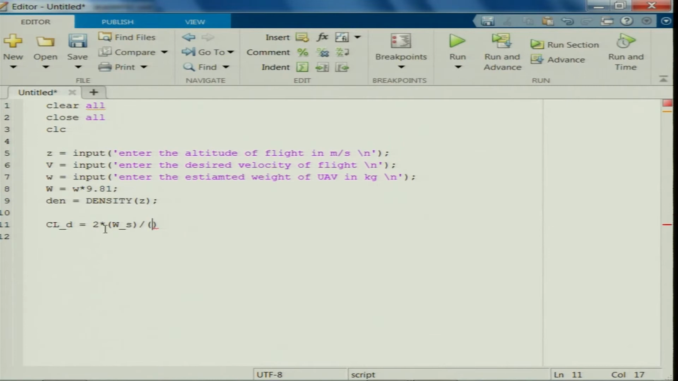So this is 2 star W underscore S, where W_S is wing loading, upon density times V square. We understand that for a given flight velocity at a given altitude, if the wing loading varies, the CL design varies. That means we consider wing loading as a variable of this iteration, so it varies.